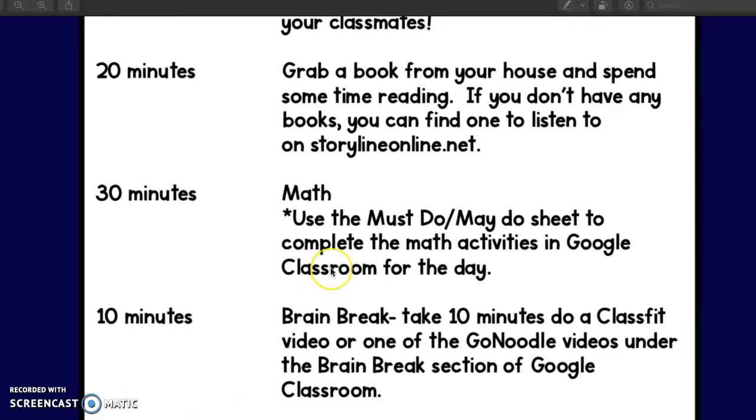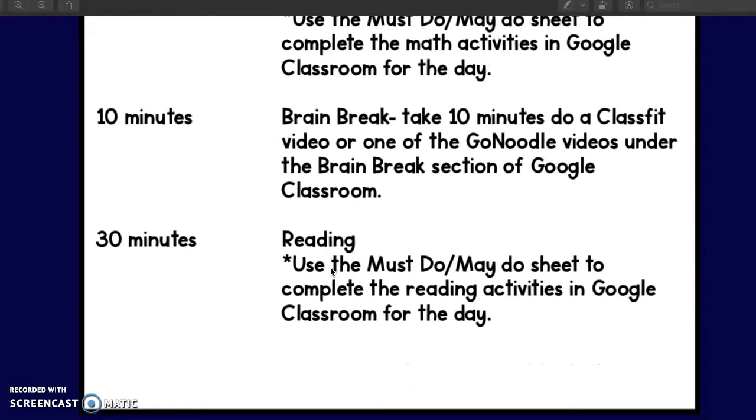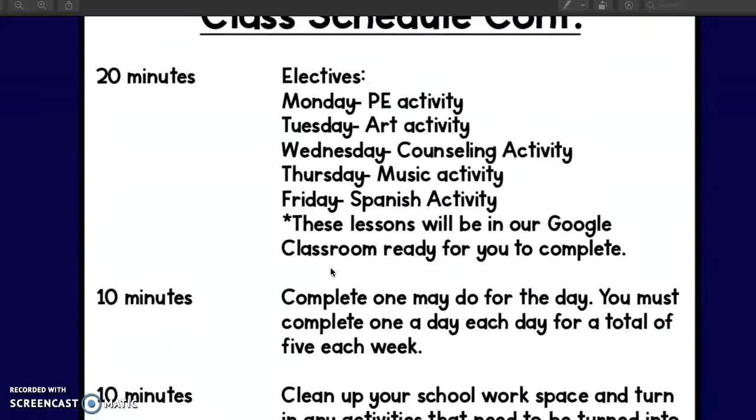We're going to do math for about 30 minutes. Then we're going to take a break, let them do a 10-minute brain break. Those are all going to be in Google Classroom. Come back and hit 30 minutes of reading, and then we're going to hit our elective time.